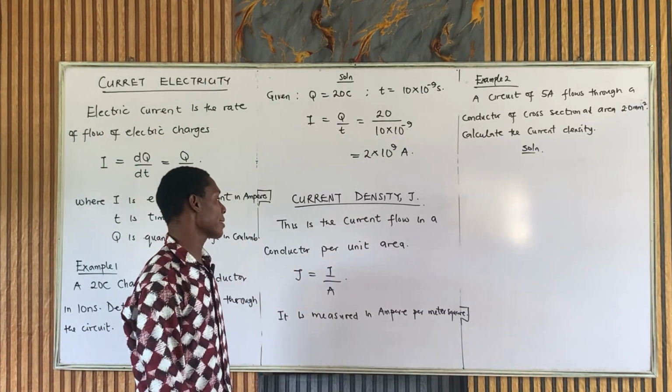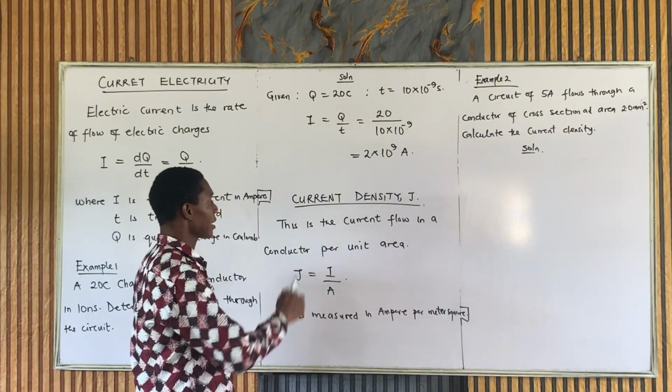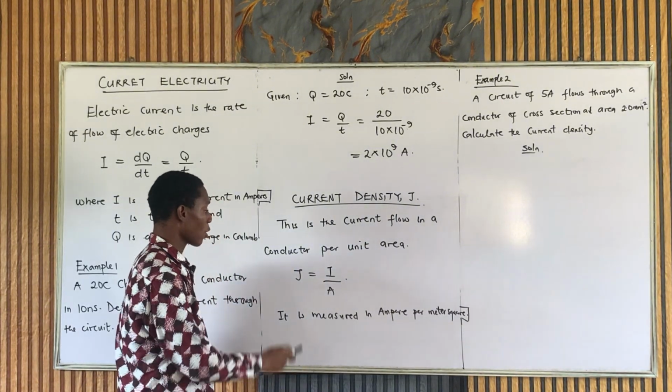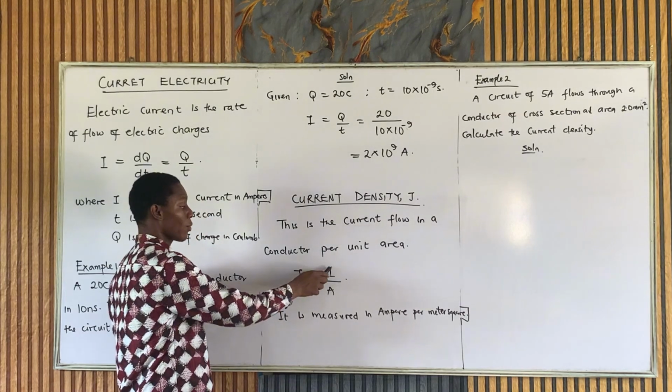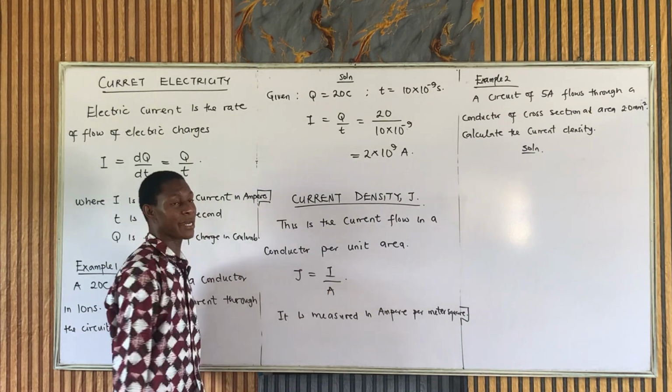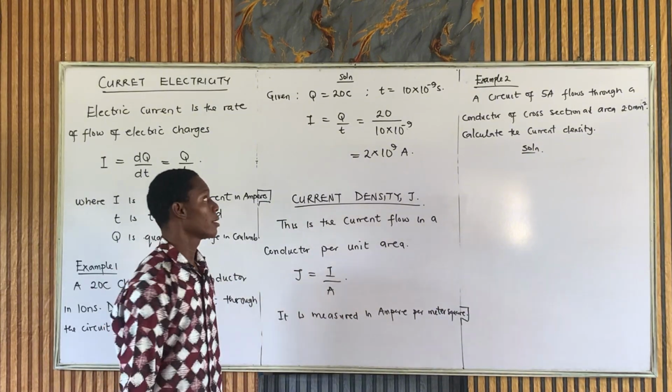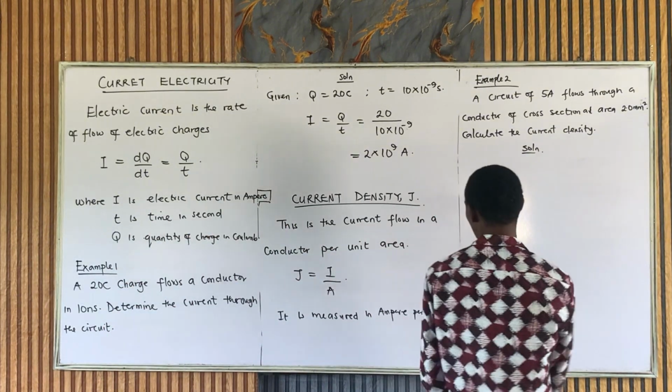Current density. This is the current flow in a conductor per unit area. And so current density is represented with J. It is equal to current I over area A. It is measured in ampere per meter square. So let's take an example under this current density now.